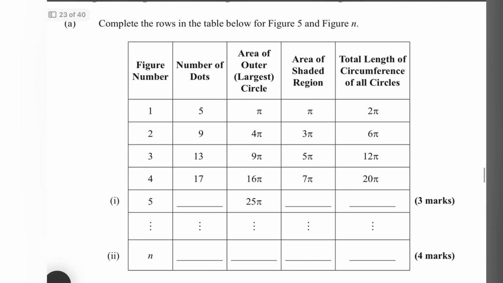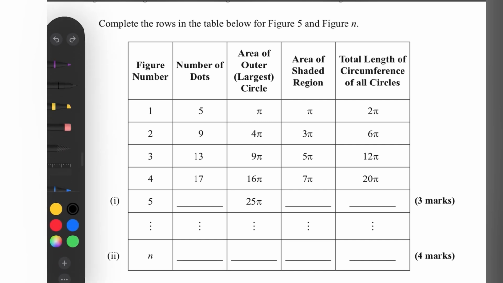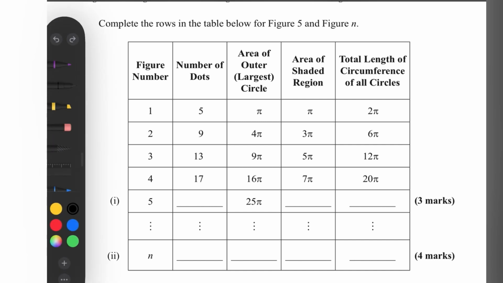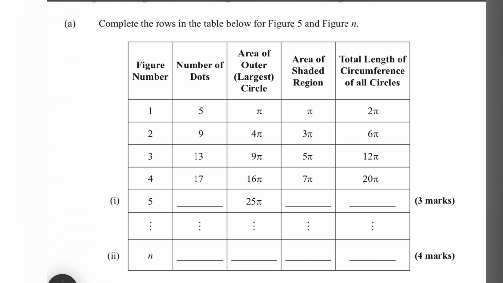So here's what you do. There's a relationship between the figure number and the number of dots, the figure number and the area of the outer circle, the figure number and the area of the shaded region, and so on. That's how we get n as the figure number to come up with a generalized rule. First, let's fill out the most obvious things first.